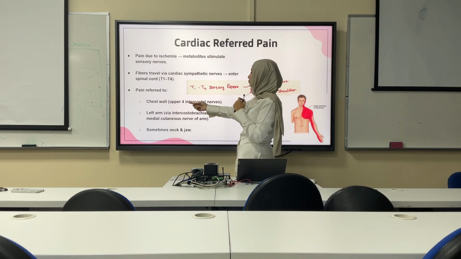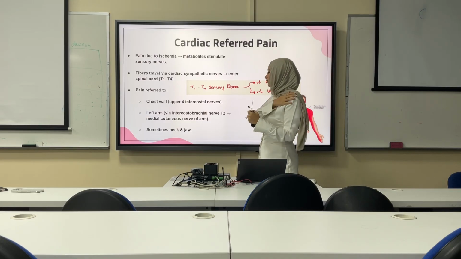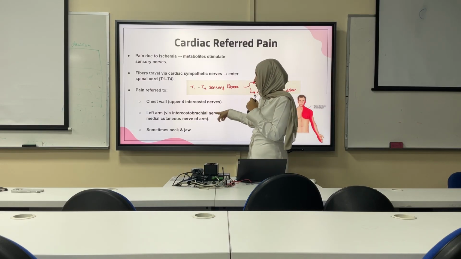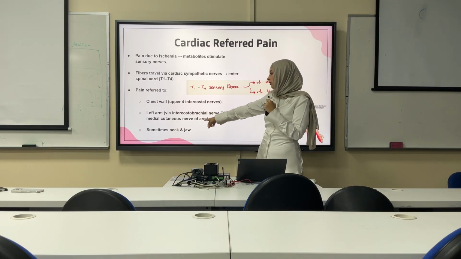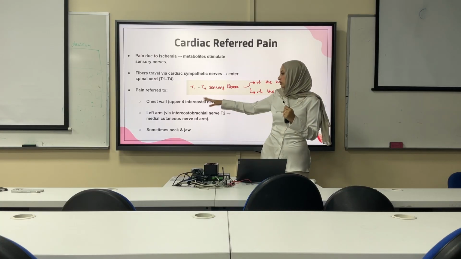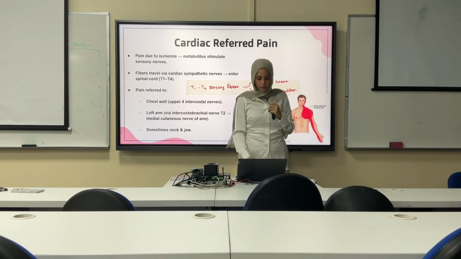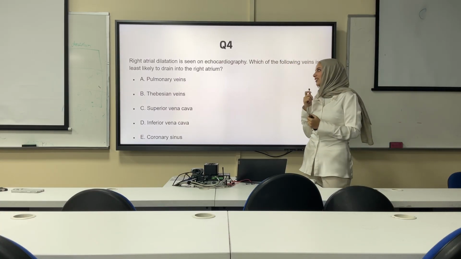Now, the pain referred to the chest wall, of course, is via the upper four intercostal nerves. And then the left arm, why? Because via the intercostobrachial nerve, or T2, it also connects with the medial cutaneous nerve of the arm. And then sometimes it goes up to the neck and jaw, but not mostly these two areas, and this is important. Now, question. I'm going to read the question.